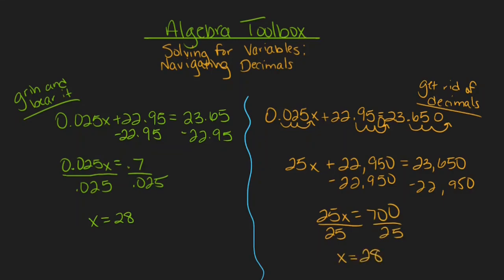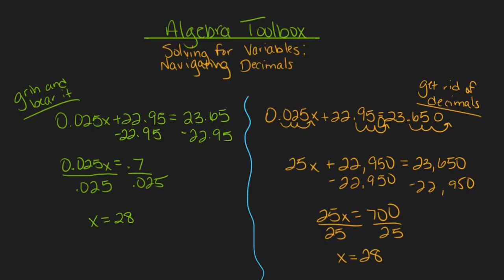So as we can see, both methods are still going to lead to the same answer. It's just a question of how you feel most comfortable getting there. Personally, I like to use the grin and bear it method because I almost always have a calculator accessible to me, and it makes it less likely for me to make a mistake in moving the decimal point and then mess up my answer because of that mistake.